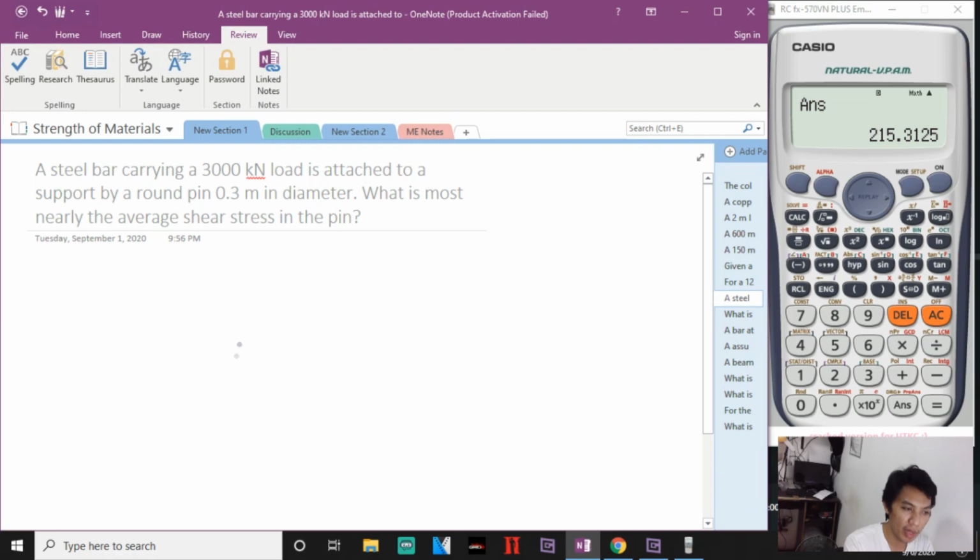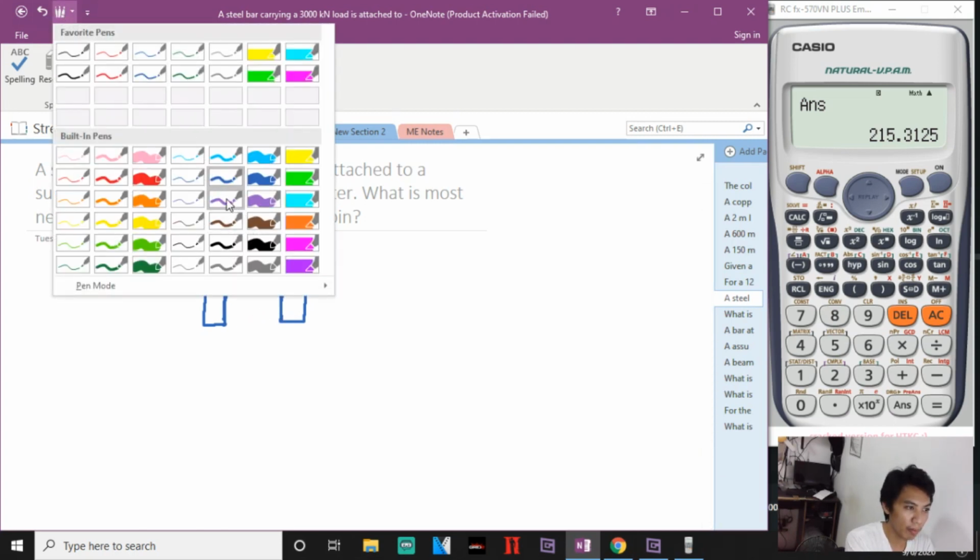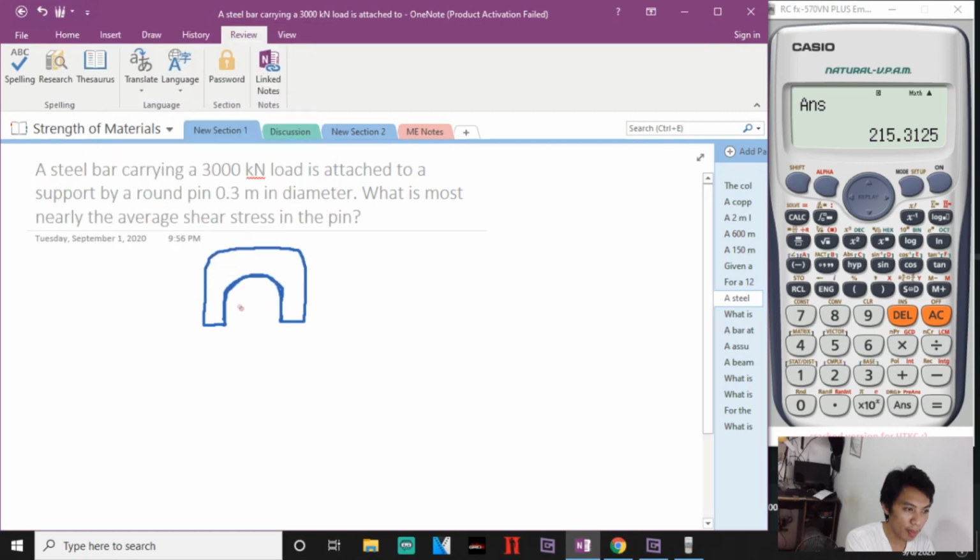Ngayon, pag pin, ganito yan. Meron yang para supporting yoke. Sorry sa drawing ko, medyo distorted kasi hindi pa ako sanay masyado. And then, magawin natin yung kulay para mas maintindihan nyo. This is your pin. Ganon.